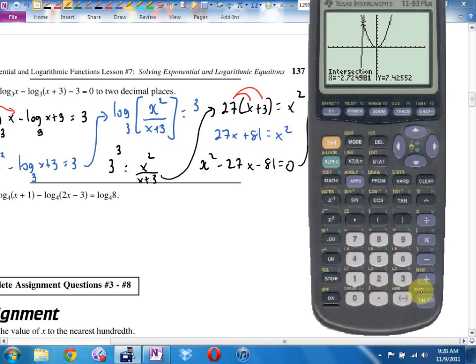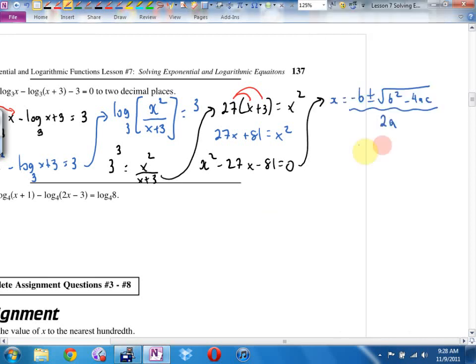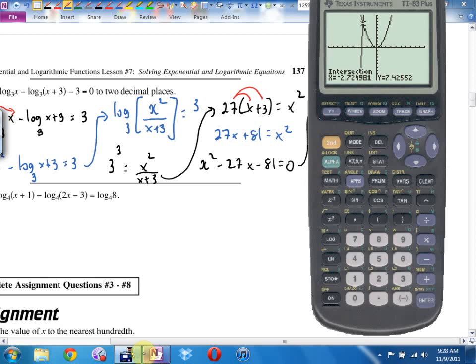And I'm going to go... So are y'all with me on the intersection method, right? Those of you that don't have the polysmolt right now. Second function, calculate, intersection, first curve, enter, second curve, enter.